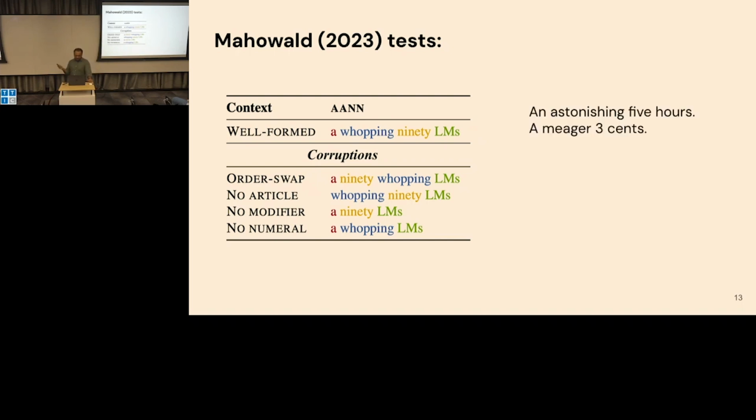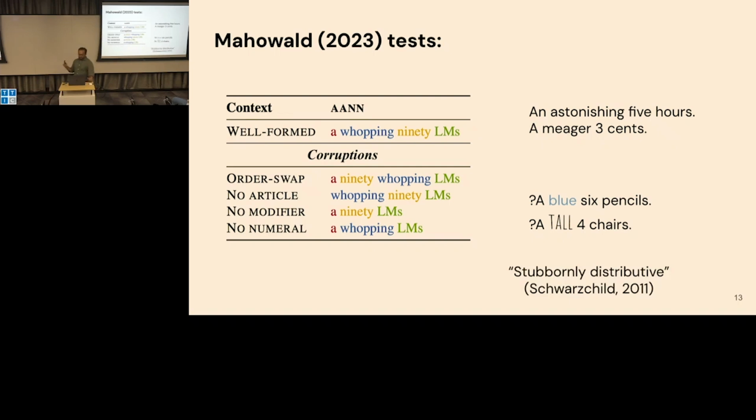What this also has is some good, semantically well-formed examples, like an astonishing 5 Rs, a meager 3 cents, but also semantically odd ones, like a blue 6 pencils and a tall 4 chairs. Like, what is happening there? Native speakers do not like a blue 6 pencils or a tall 4 chairs, and theoretically, this is because things like blue and tall are what is called stubbornly distributive, which means that when they refer to groups, they refer to individual items. So you would just say 4 tall chairs or 6 blue pencils instead.